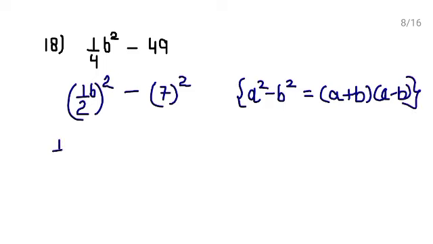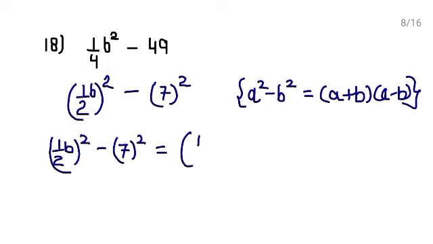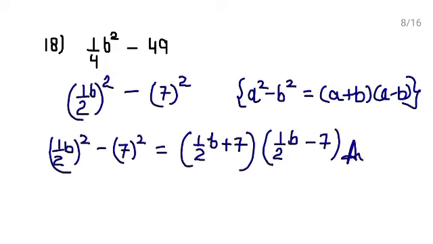Right. So this (1 upon 2b) whole power 2 minus 7 square can be written as a plus b. So what is a here? 1 upon 2b plus 7. This is b. Right. Into, now subtract the bases, 1 upon 2b minus 7. So this is your answer, (1 upon 2b plus 7) into (1 upon 2b minus 7).